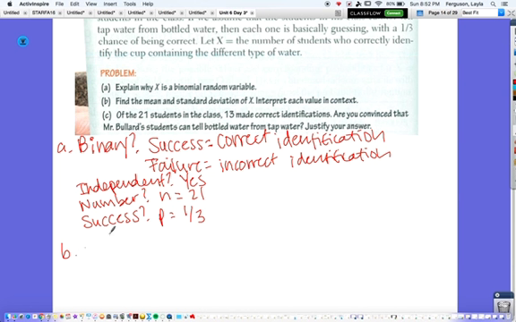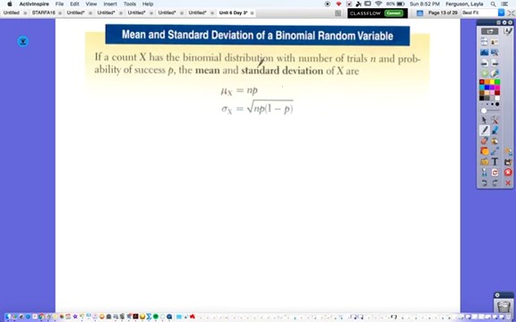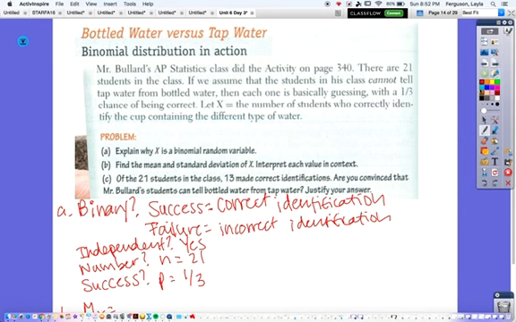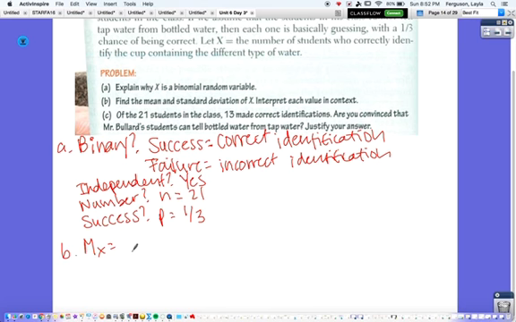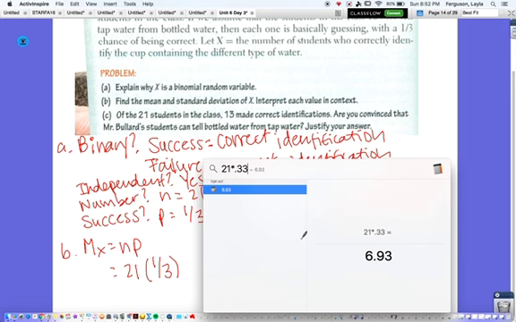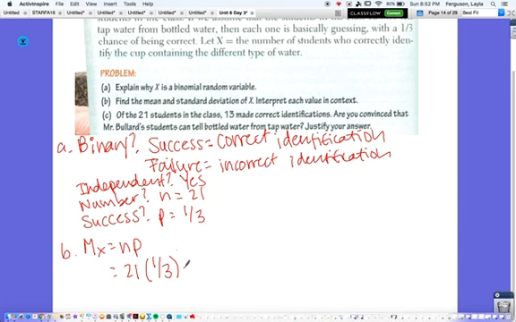The second part of that asks us to find the mean and the standard deviation of x and interpret each value in context. So using what we just had on the last page, our rules for mean and the standard deviation of a binomial random variable, to find the mean value of x, then we would say the number of trials times the probability. So the number of trials being 21, the probability being 1/3. And so if we do 21 times 0.33, we would get 6.93, which is approximately 7.